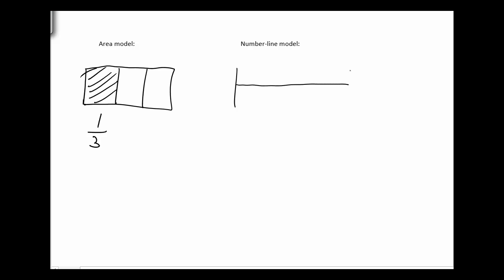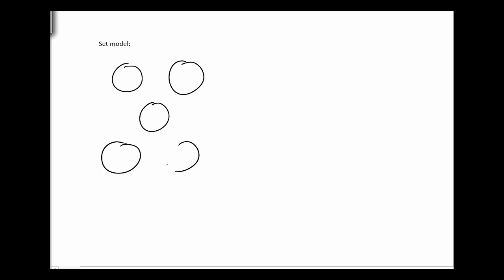Or similarly, if I look at a number line, I say here's 0 to 1, and I split that up, and I shade in, say, 2 parts of the 3, then that would be represented by 2/3. Or, again, using sets, I can look at a group of, say, 5 objects, and of these 5 objects, I can shade in 3 of them, and that would represent the fraction 3 out of 5, or 3/5.